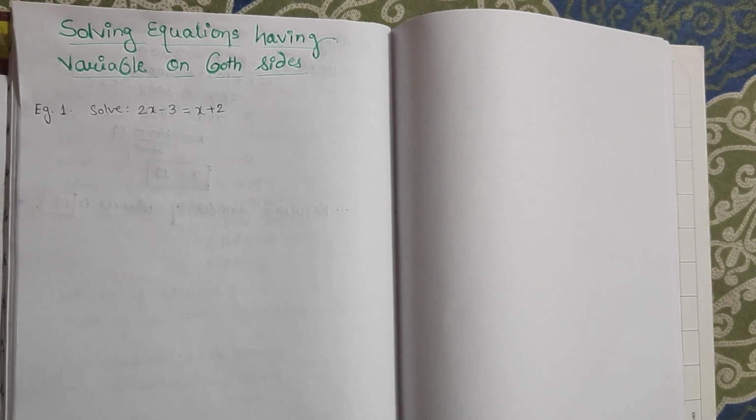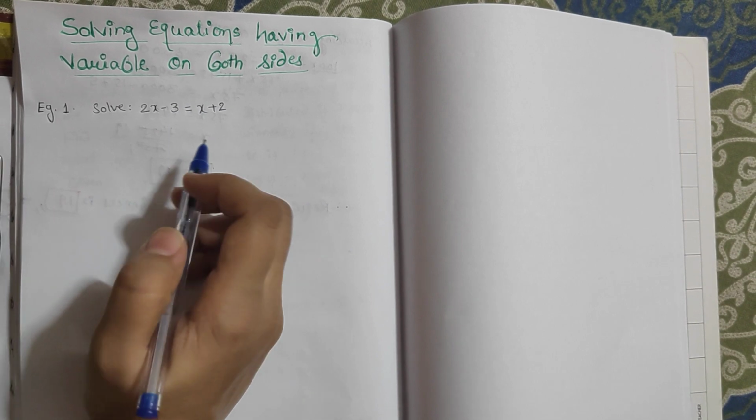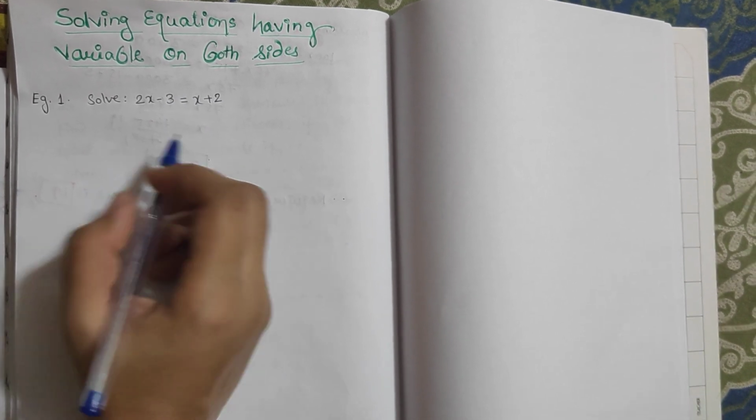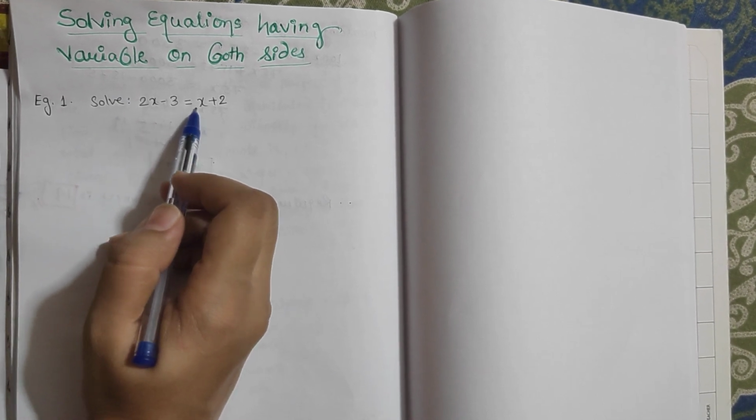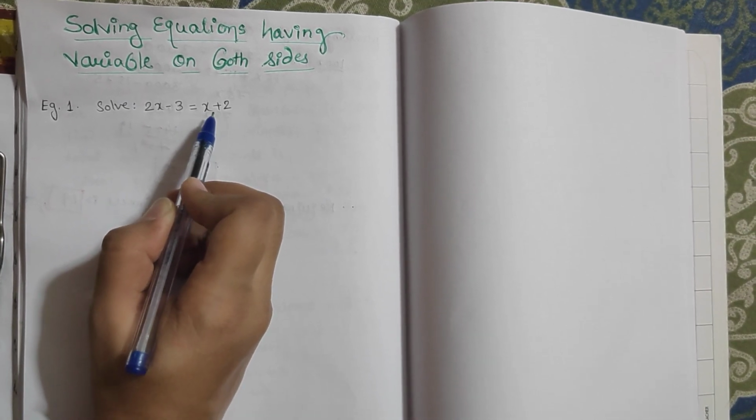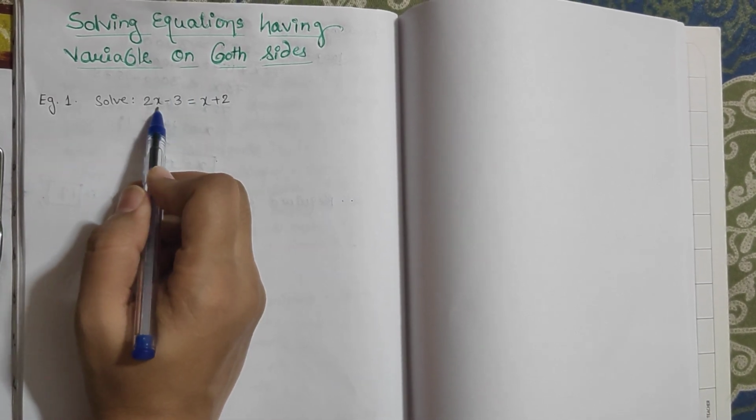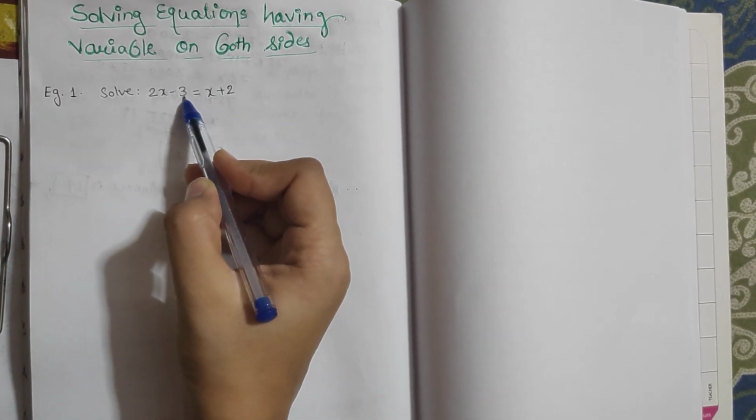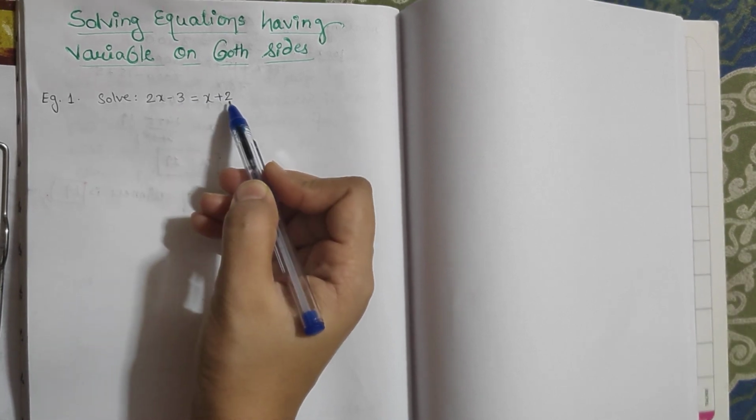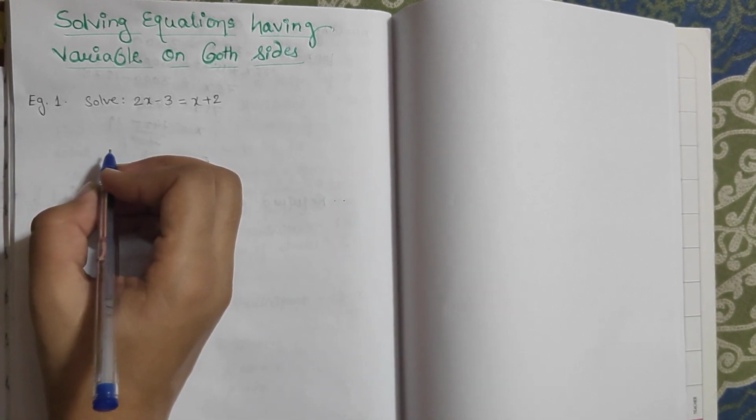See, the way to solve such questions is same as we have done earlier. Here first we have to bring the like terms on one side so that we can add or subtract them. Now see in example number 1, they have given: solve 2x minus 3 is equal to x plus 2. Here we have to bring this x from this side to this side because 2x and x are like terms, while we have to transfer this minus 3 from this side to this side because it is a constant and 2 is also a constant. So by seeing that, let us solve this example.